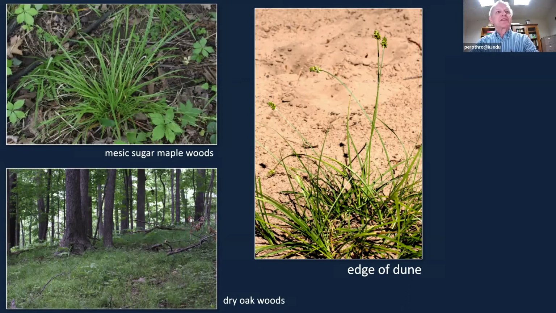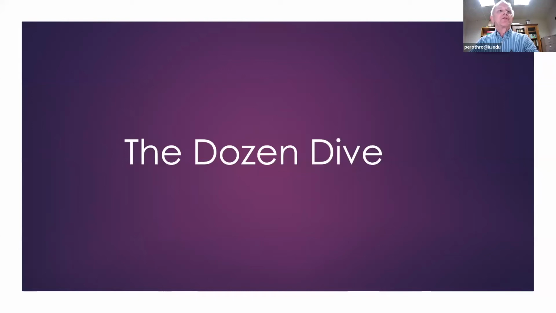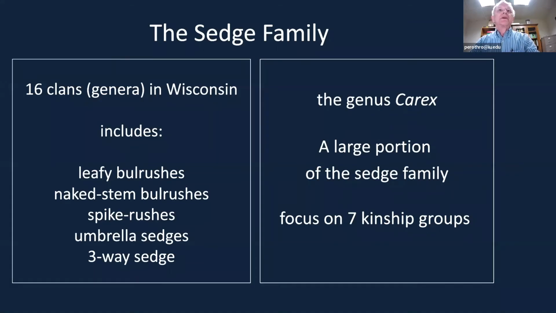Wisconsin is home to 16 genera, or what I shall call clans, within the sedge family. So in order to wrap our arms around my large family, let's do a dive into just a dozen sedge clans and kinship groups. These clans in Wisconsin include the leafy bulrushes, stem bulrushes, spike rushes, umbrella sedges, and three-way sedge, as well as the genus Carex, the true sedges.